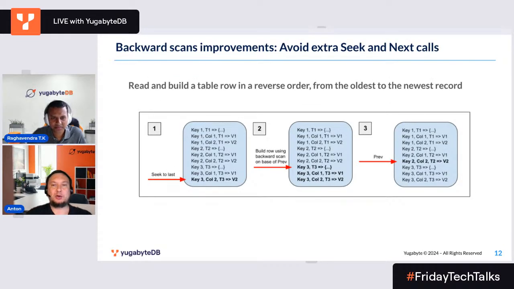Okay. And as I said, the simple idea is just to try to build a table row in reverse order, from the oldest record to the newest record. So we can see the schema will become much simpler in this case. We just position to the last record, and then we read all the records one by one using the prev call and building the row. So no need to do any additional seek calls or next calls. So this sounds very good.